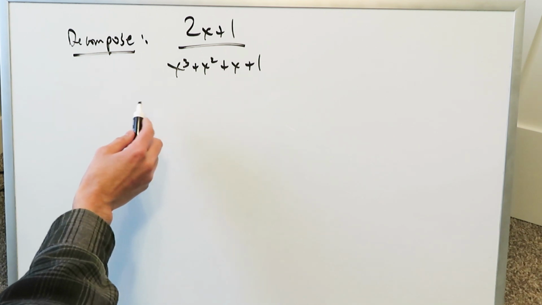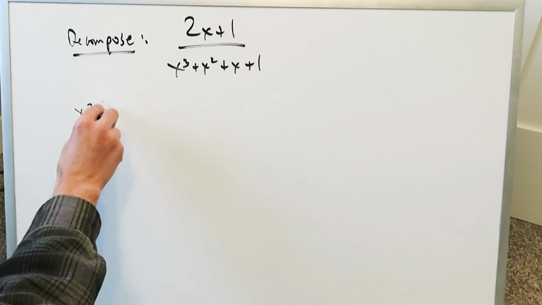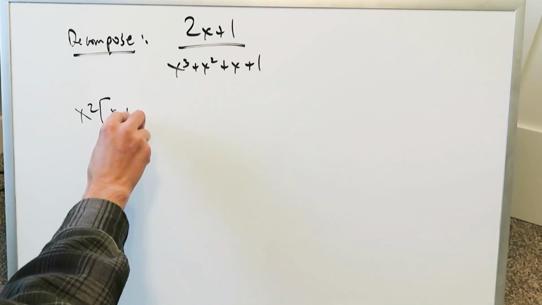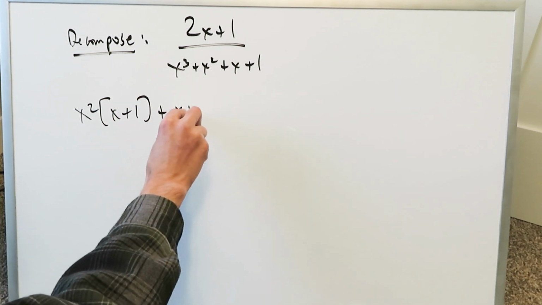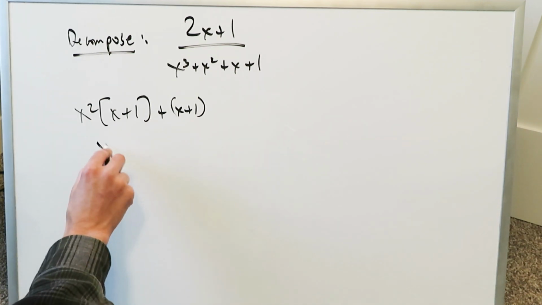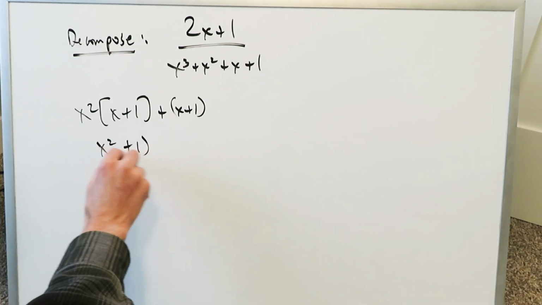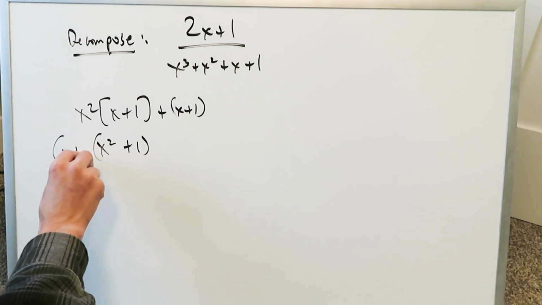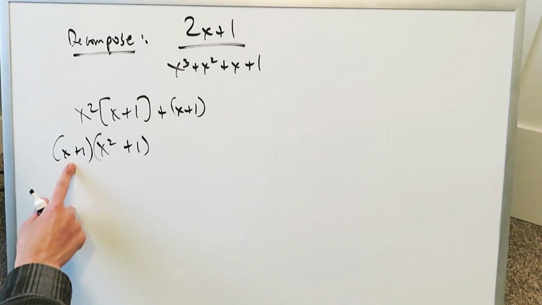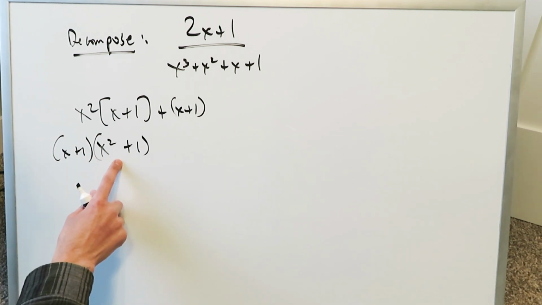Well, look at the denominator and you factor it. You isolate the x squared, you have an x plus 1, and then you have this plus x plus 1, and that's your denominator almost factored. You have x squared plus 1, and then you're isolating this x plus 1. These are your factors of your denominator. One of these is a linear factor and the other one is an irreducible factor.